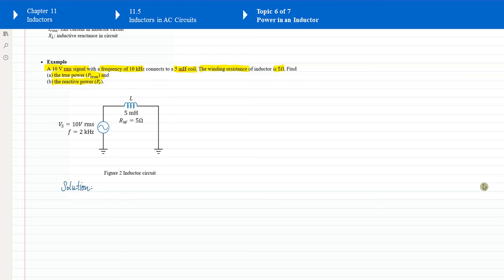For either power, we need to find the current. The current is the key to find these powers. To find the current, we need to know the reactance. Therefore, let's find the reactance XL first. Given L equals 5 mH and the frequency equals 2 kHz.